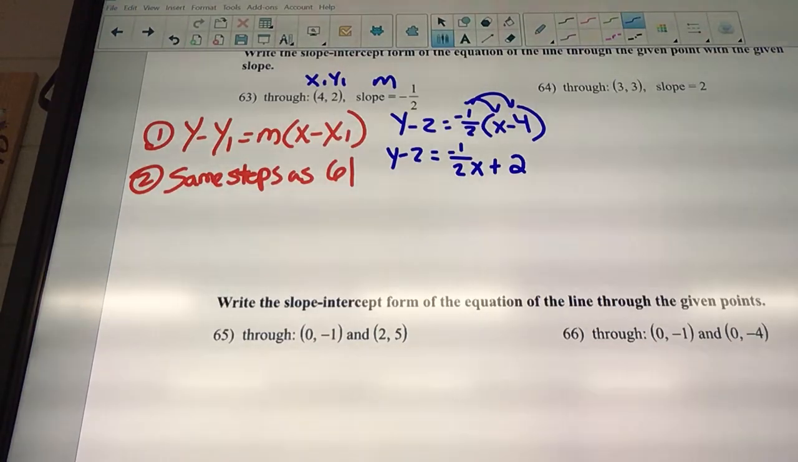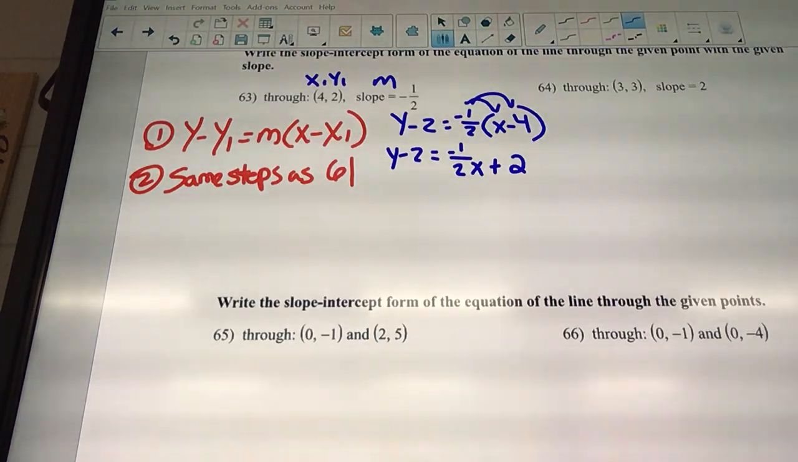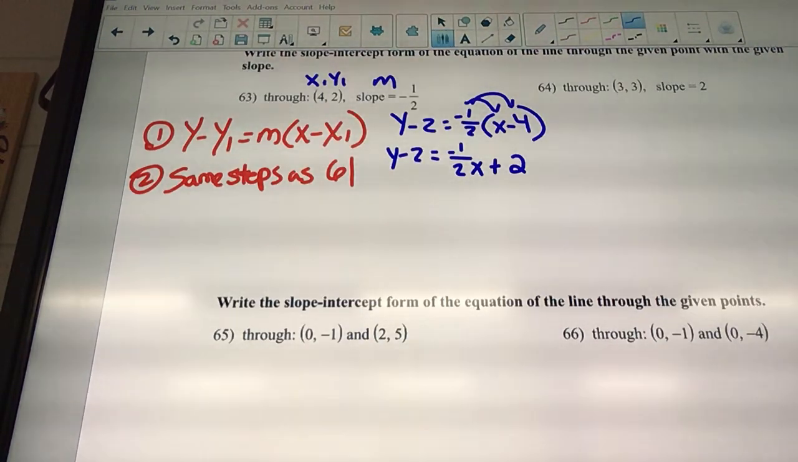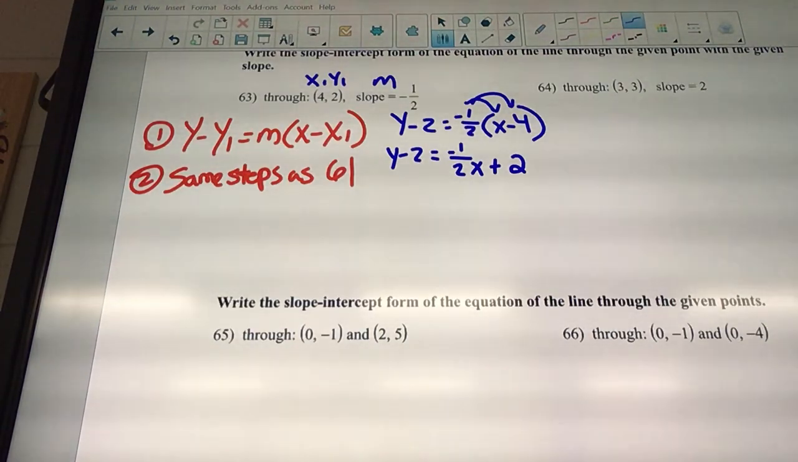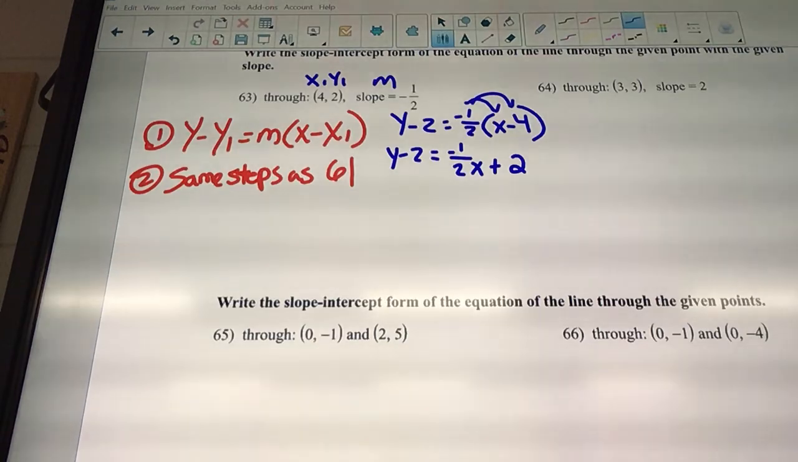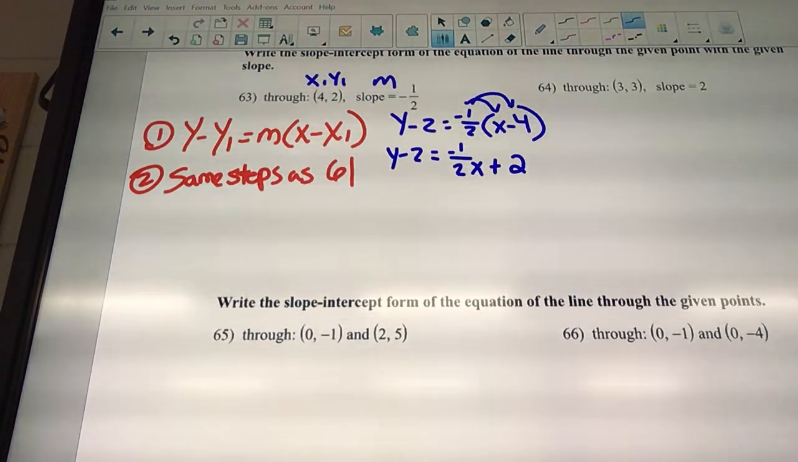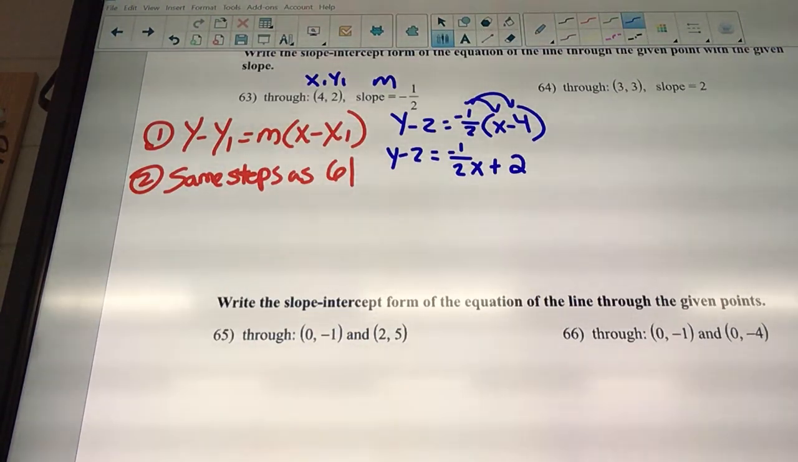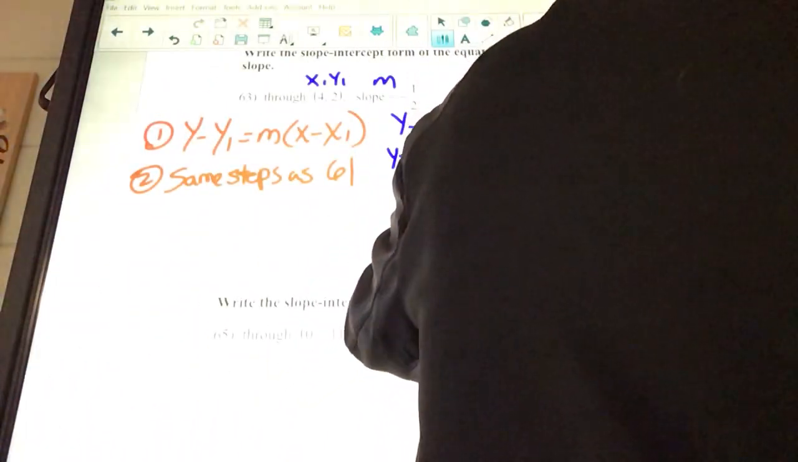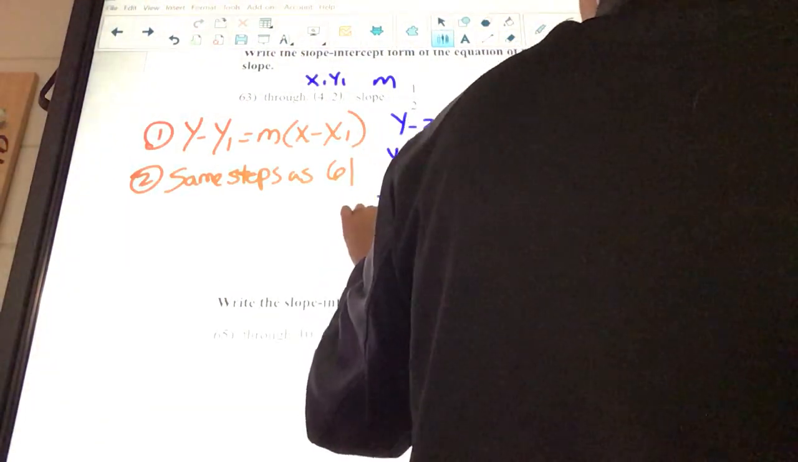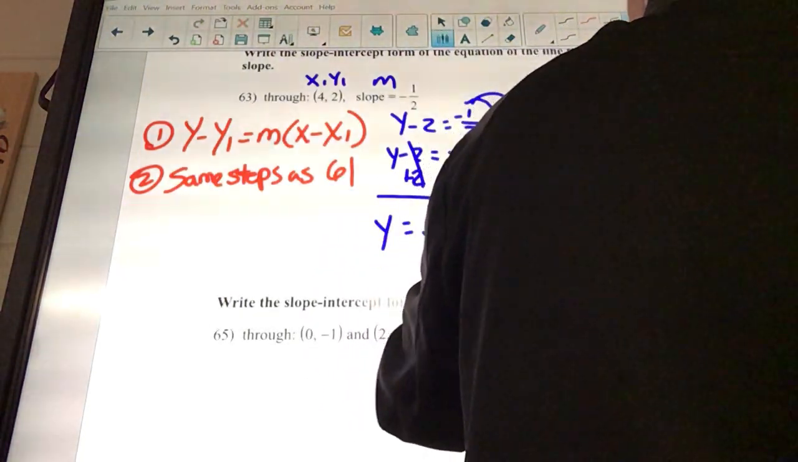We distribute, and then it says add or subtract the number that is next to the y. What number is next to the y? Yeah, a -2. So are we going to add or subtract that -2? Add it. So we're going to add it to both sides. Is it going to go under the 1/2 or the 2 on the other side? Under the 2. So that's going to give us a 4.